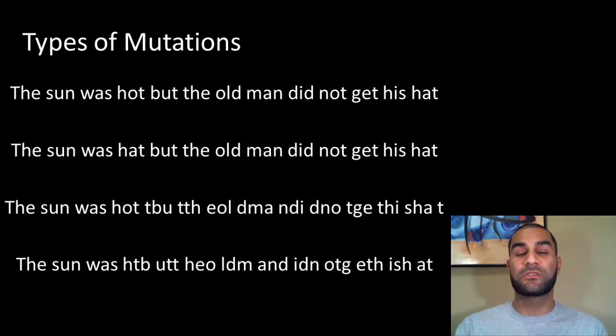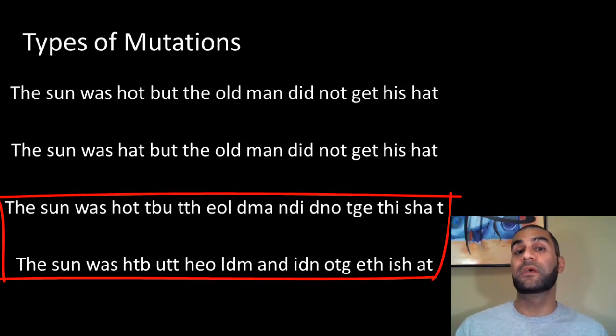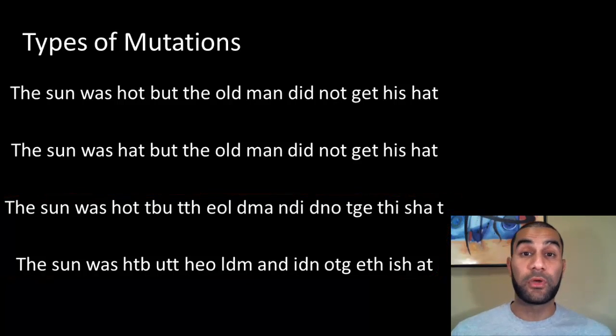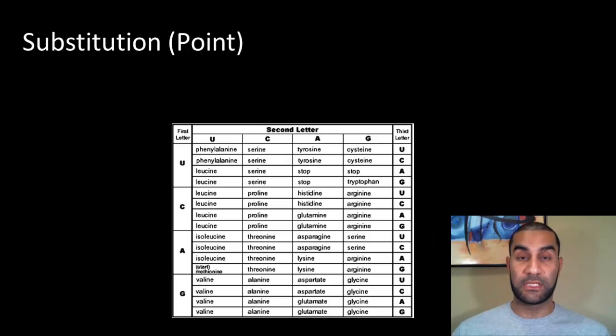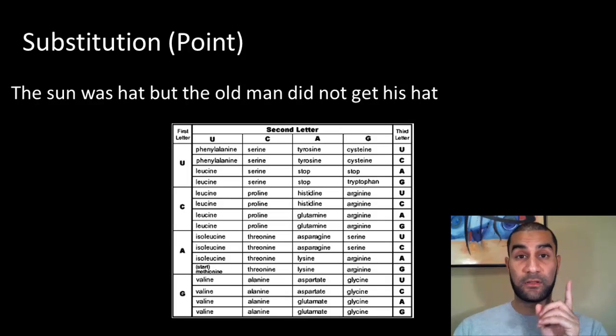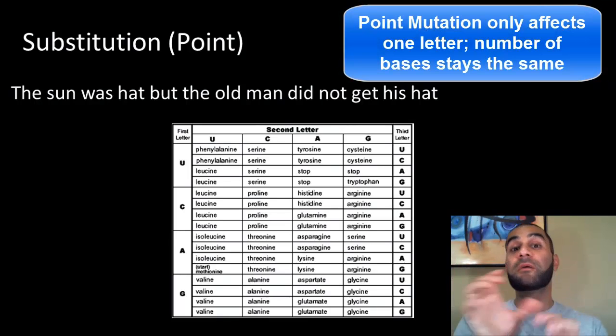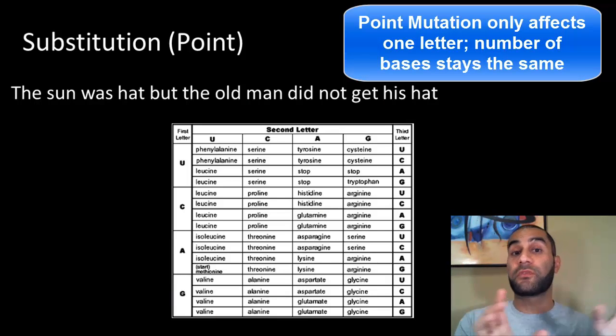So you can see how these two frameshift mutations at the bottom are much more drastic, typically, of a change than what you see with that second line, or the example of a point mutation. So let's talk about each of these in a little detail. So again, a point mutation is only going to affect one particular letter. And because it only affects one particular letter, it doesn't change the number of letters overall, and therefore the three base sequences stay the same everywhere else.